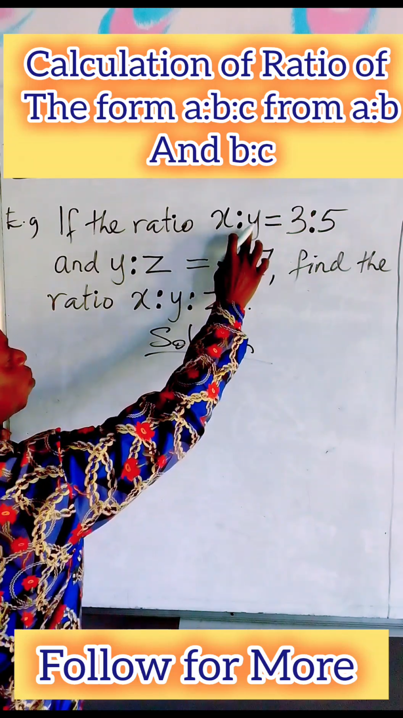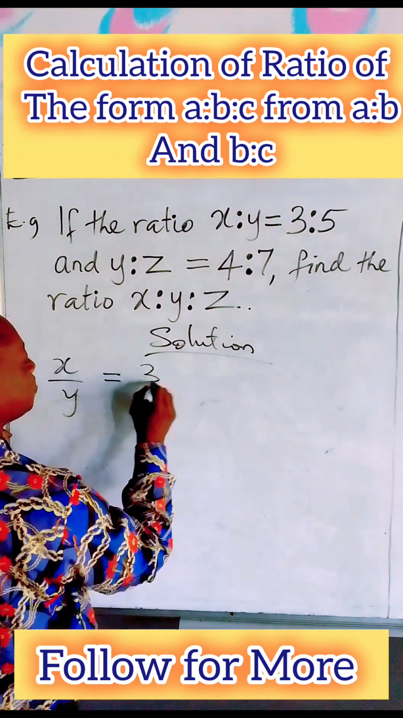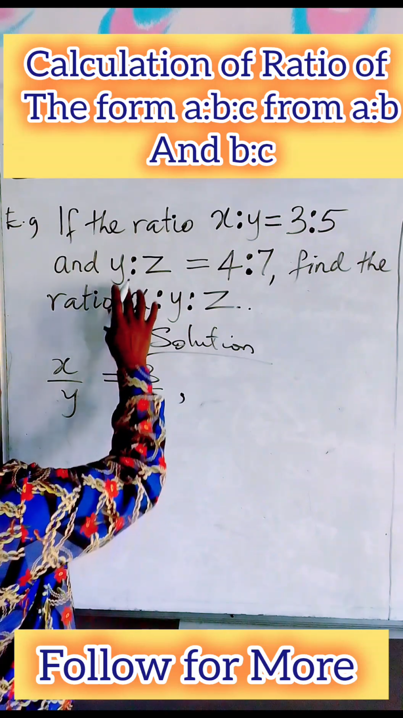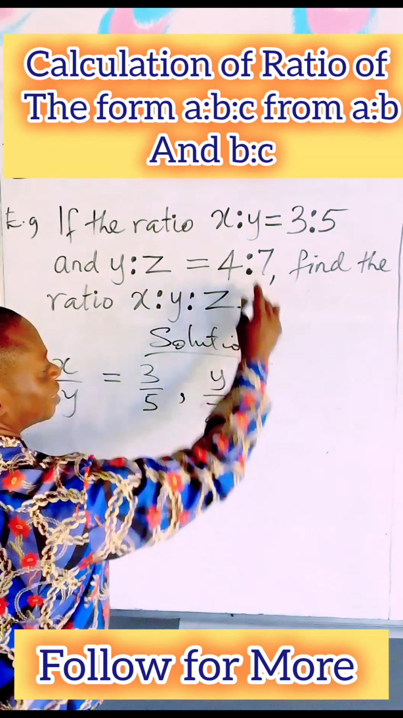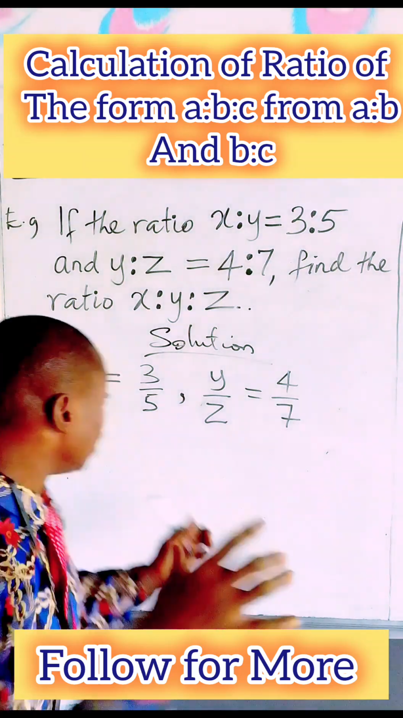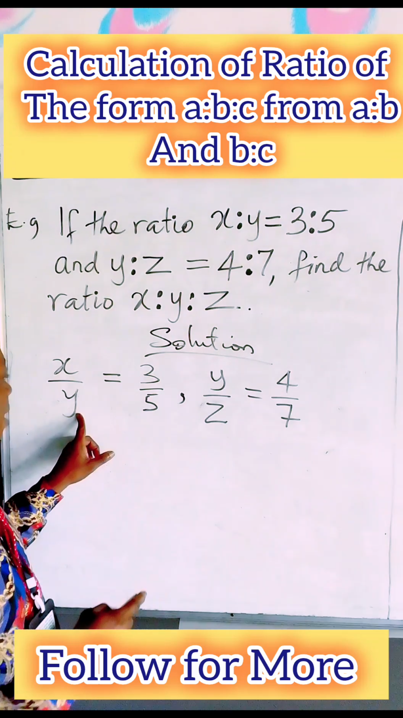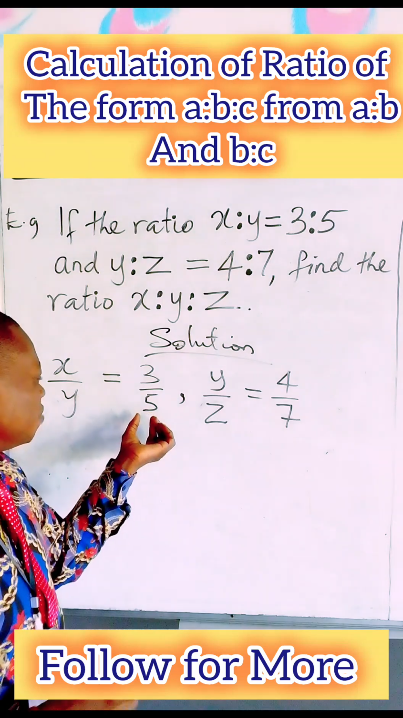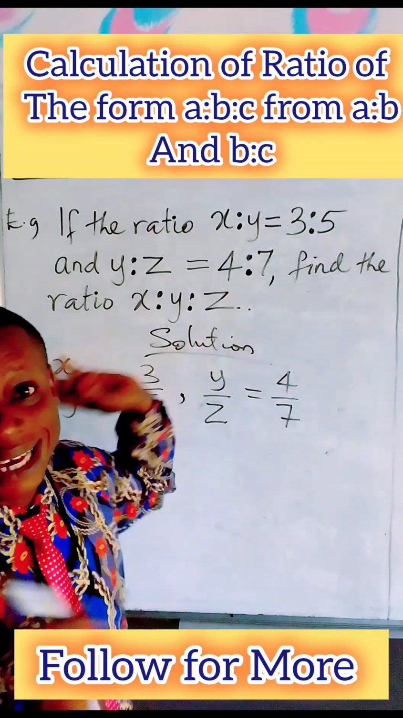When we have x is to y, it means x over y is 3 over 5. When we have y is to z, it means y over z, meaning 4 over 7. If you take a close look at these two ratios, you notice that one of the variables is repeated. Y is having 5, but here y is having 4. So there are two values there for y, 5 and 4. We want one value so that when we substitute back, it gives us the triple ratio.